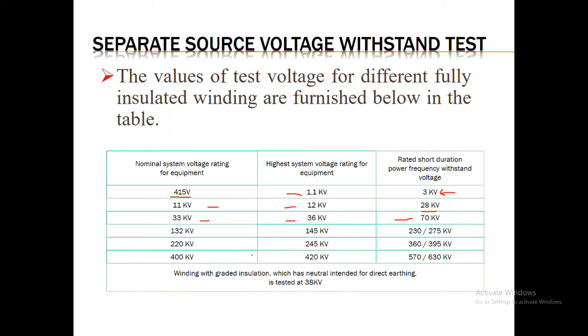So the insulation of that equipment must be capable enough to withstand a voltage magnitude of 1.5 to 2 times the nominal system voltage. Winding with graded insulation which has a neutral intended for direct earthing is normally tested at 38 kilovolt.